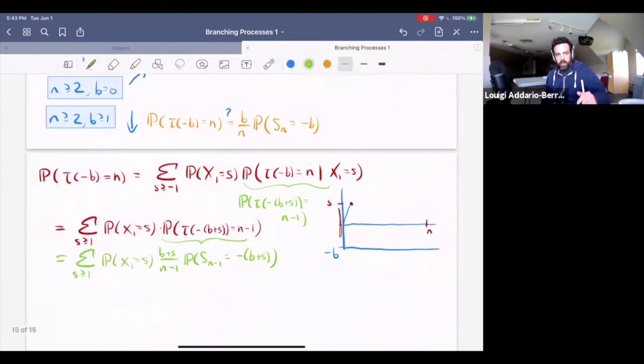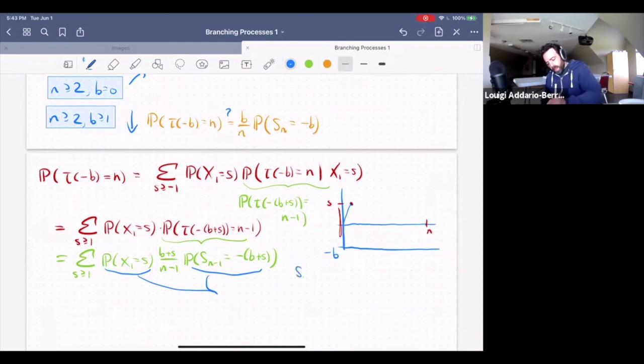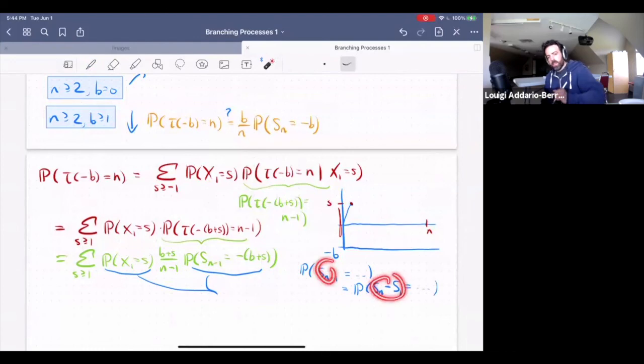Okay, so that was induction. Now I want to combine these two terms to try to recover something about an n-step random walk. I can think of the probability that S_{n-1} is something as the same as the probability that S_n minus S_1 is something, right? Because each of these is just a sum of n minus one IID steps with the same law.